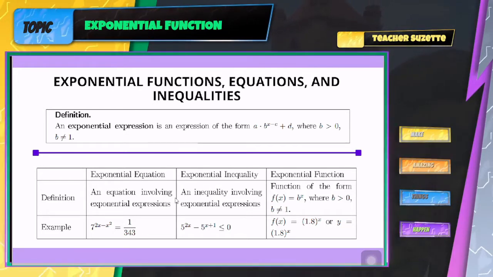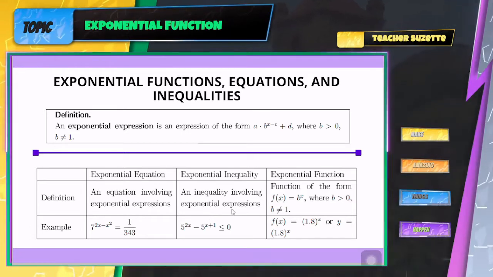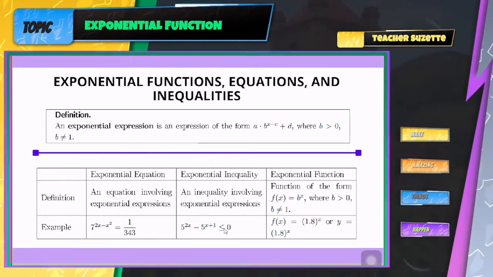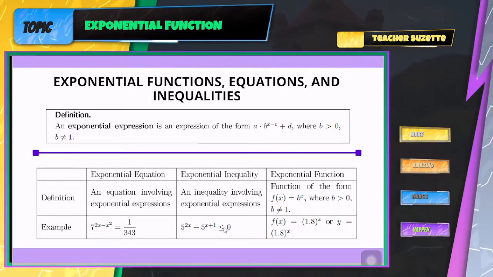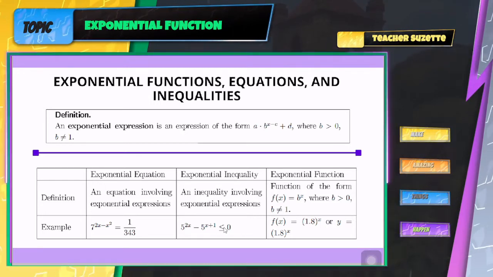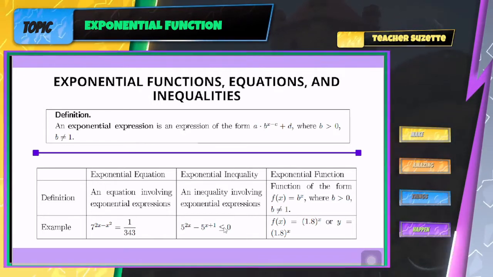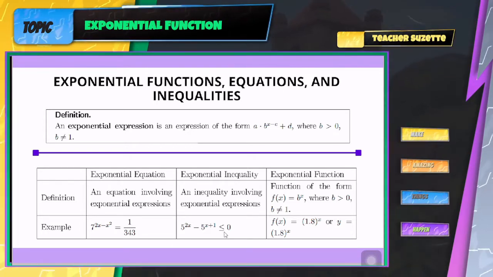Next, when you have an exponential expression, however, with the presence of inequality symbols, this is what you call an exponential inequality. So, what inequality symbols do we know? We have greater than, less than, greater than or equal to, or less than or equal to.